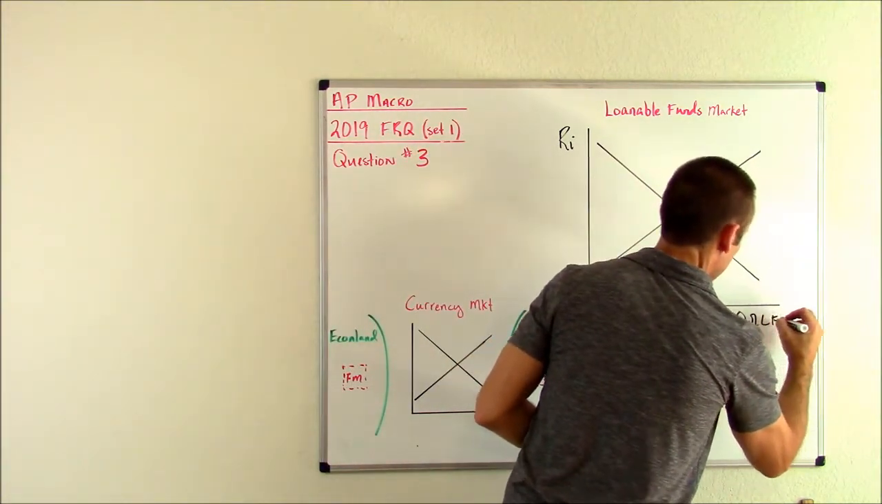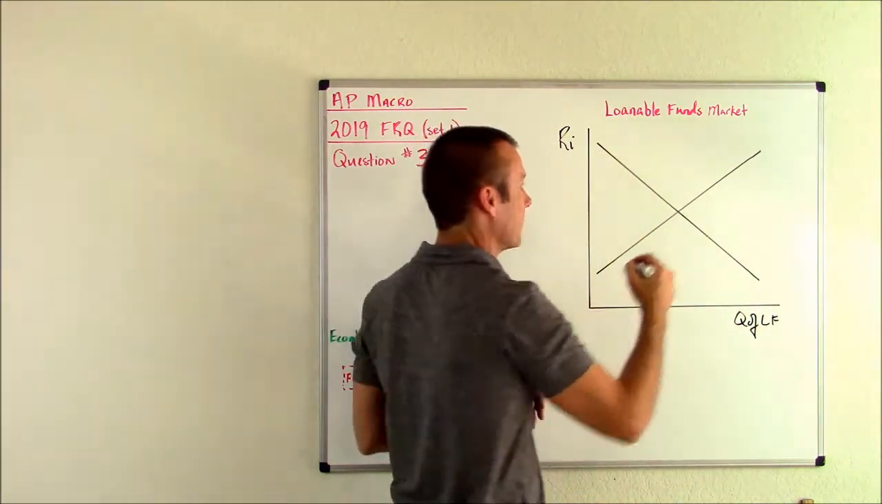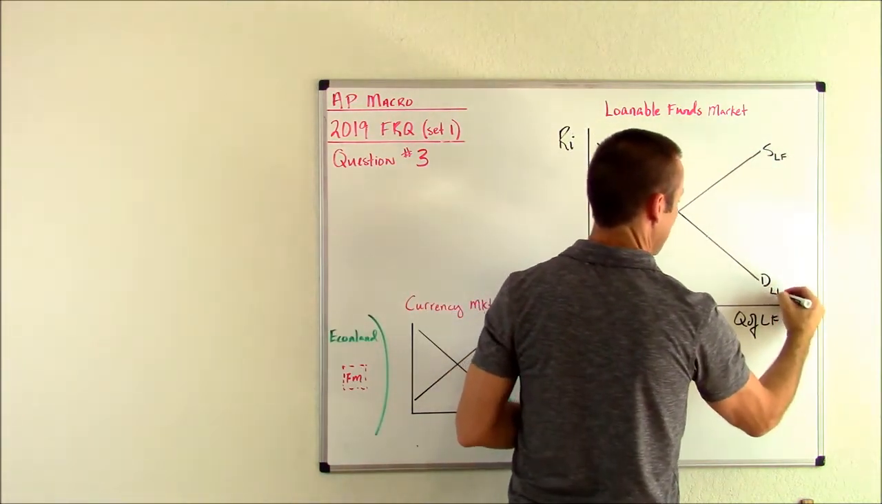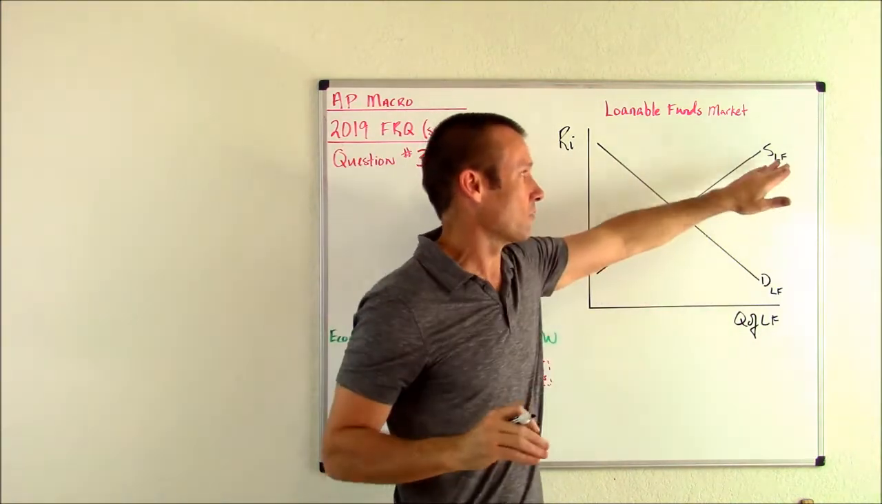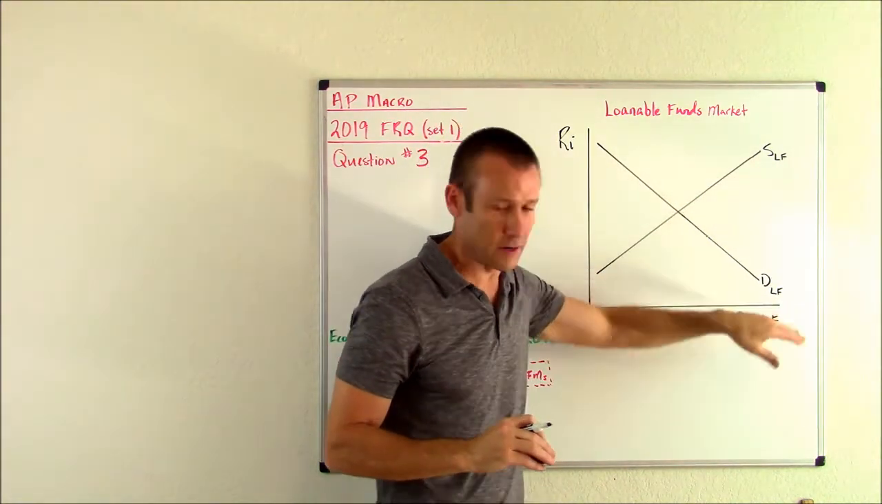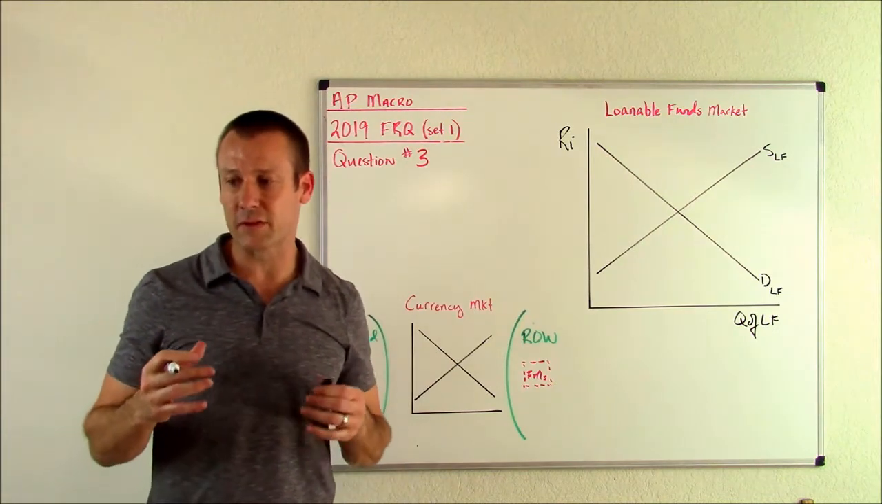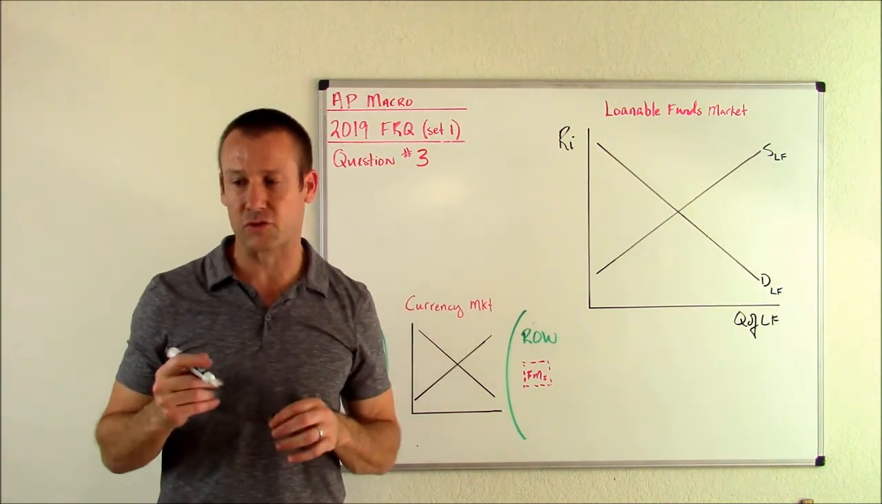Quantity of loanable funds, and of course the upward sloping curve is the supply of loanable funds, and the downward sloping curve is the demand for loanable funds. So we've got the suppliers of loanable funds and demanders of loanable funds. Show how an increase in savings will affect the equilibrium real interest rate.